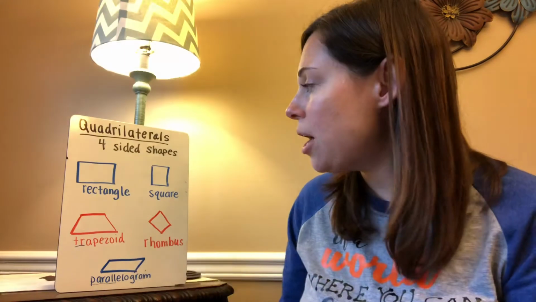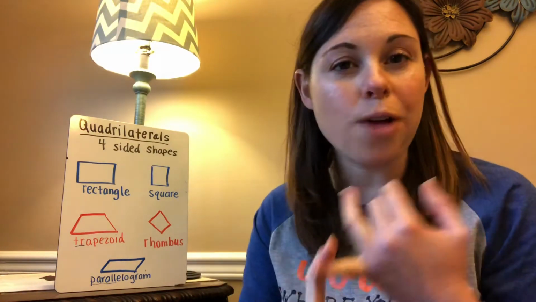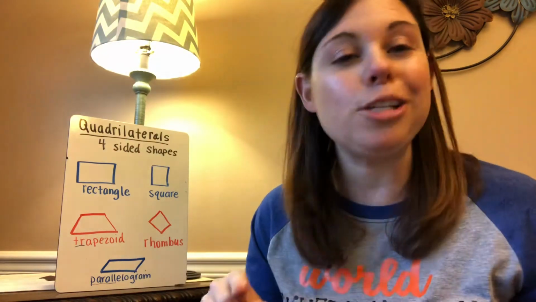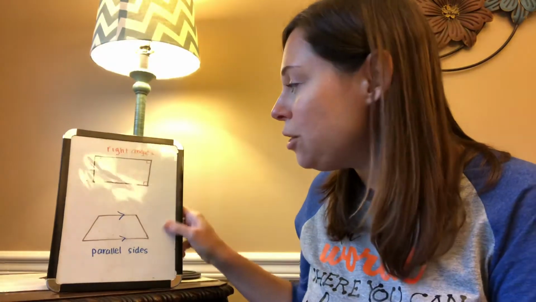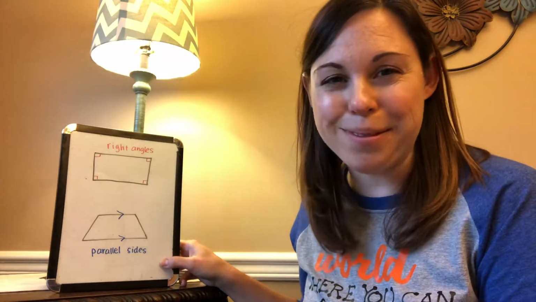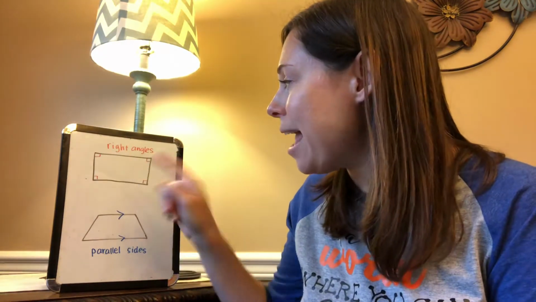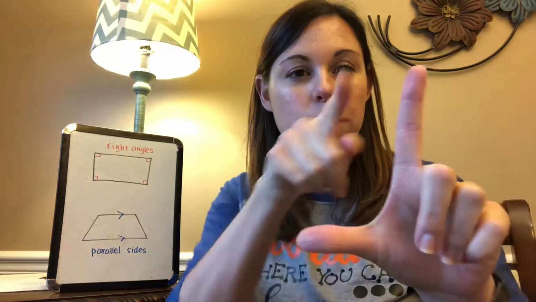Well, I did mention a couple of vocabulary words. I mentioned right angles and I mentioned parallel sides. So I want to go into a little more detail on what those two things mean. So right here I have a second dry erase board. The first thing is a right angle. A right angle looks like this. A right angle looks like an L.